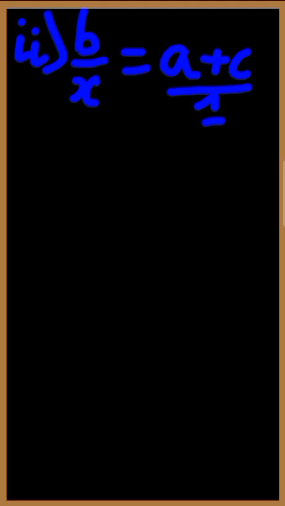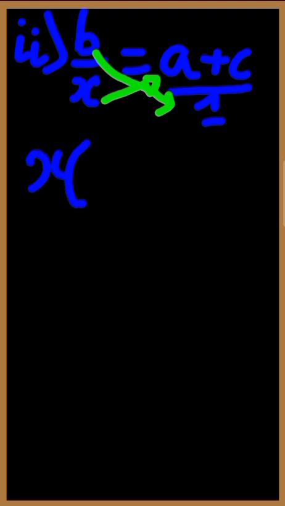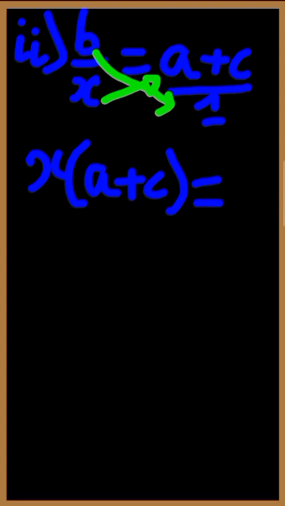Now cross multiplying, we are going to equate, take x times a plus c, we equate it to b times 1. This will simply give us x times a plus c. We write this as such, x times, we have to multiply a plus c by x, so it must be in brackets. We equate it to b times 1, which remains b.